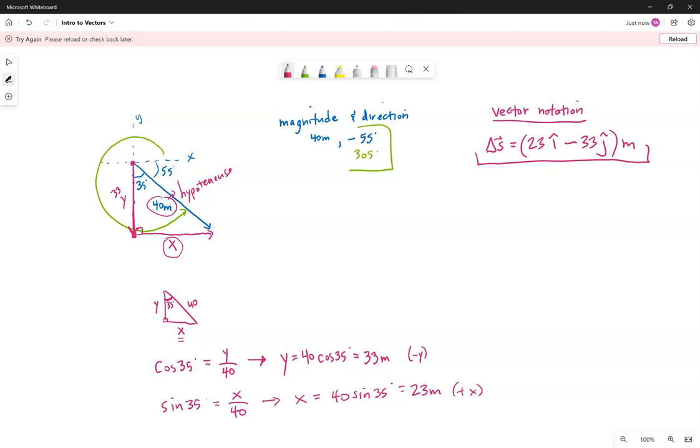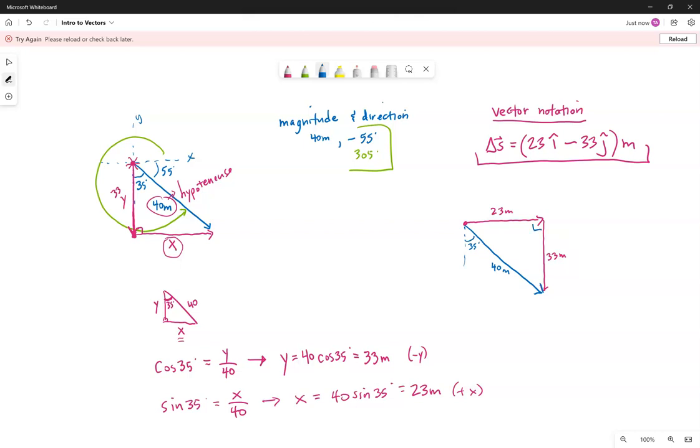Ultimately, what we're saying to someone is, if we start at this specific origin, which represented the original origin, and we head exactly in the positive x direction by 23 meters, and then from where we ended, go down in the negative y direction by 33 meters, we will end up where we would end up if we had traveled 40 meters in the first place at this angle of 35 degrees.